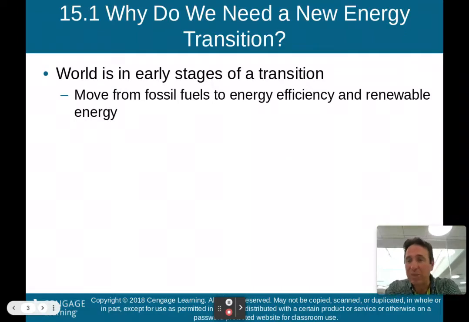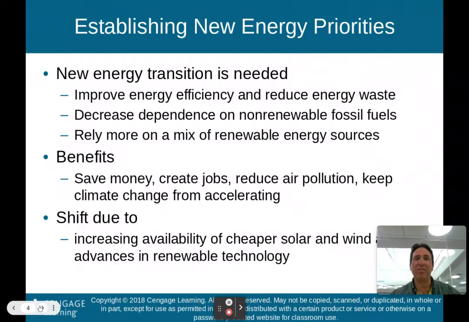And in addition, most of the fossil fuels or most of the non-renewable energy, including nuclear energy, has waste products that we have to deal with and that degrade the environment. So again, we need this new energy transition. We have to get to, again, more energy efficiency, and we need to start moving to renewable energy. And the world is in the early stages of this transition. So in order to make this transition successfully, we have to establish new energy priorities.